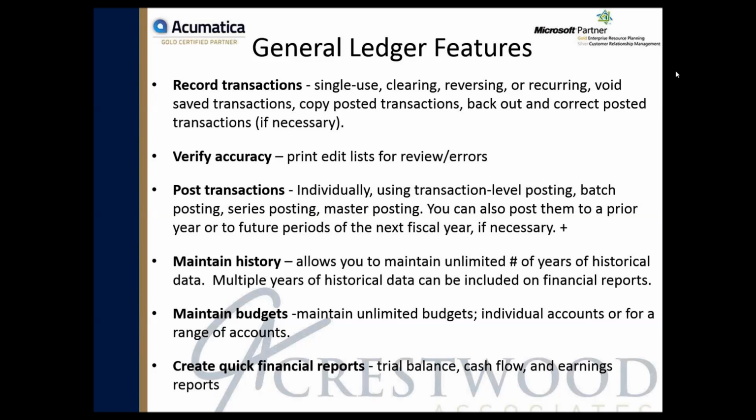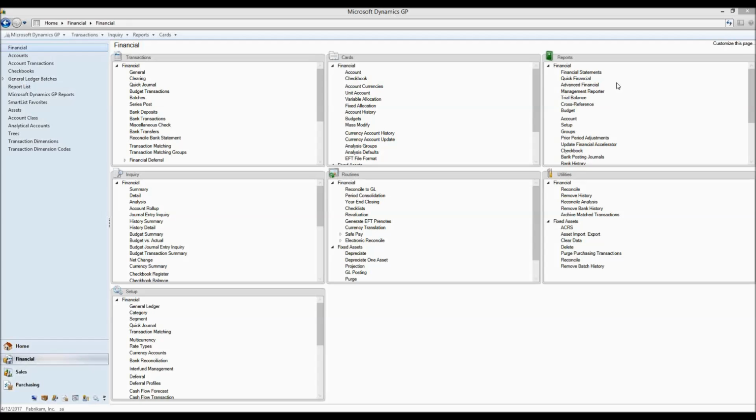Now, to access these, again, on this financial main screen, you have this reports section here. Here you can access financial statements. You can create quick financial reports. You have advanced financial reports, Management Reporter reports if you have your Great Plains linked directly to Management Reporter. You have trial balance, and so on and so forth. For quick financial reports, you'll click on the quick financial link.